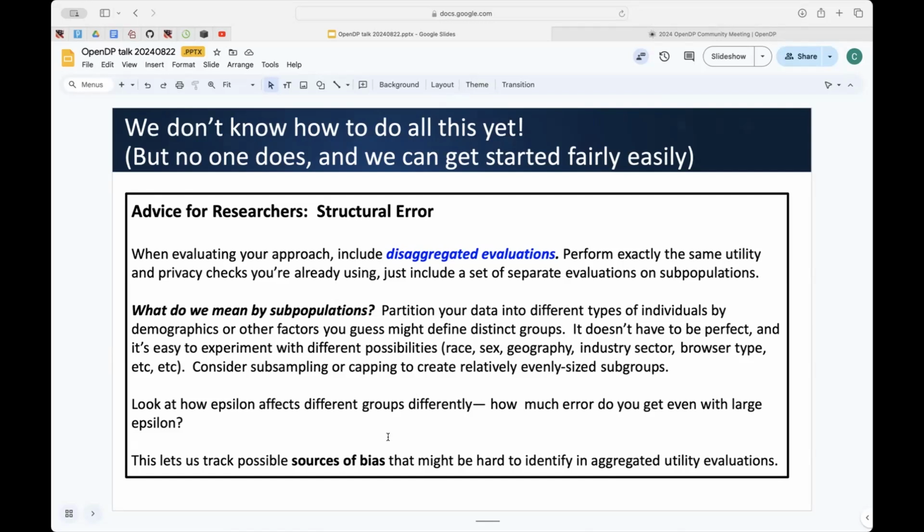Also, if you think you can get away with it, because it's fun and interesting, see how you do with a very high epsilon, right? Set epsilon to 100 and see what happens, just so you know.